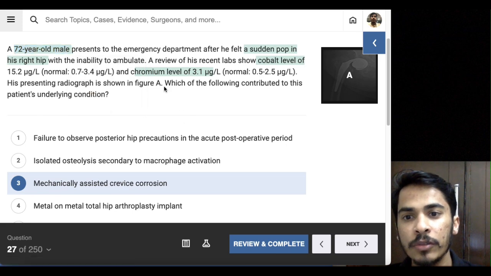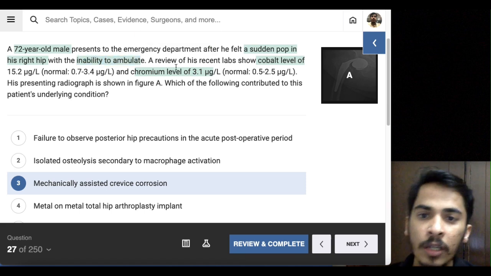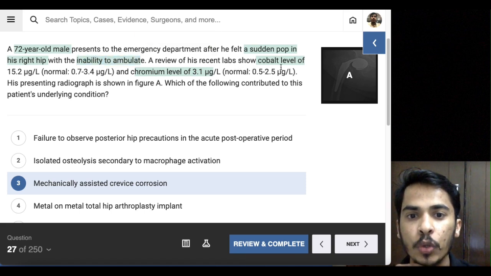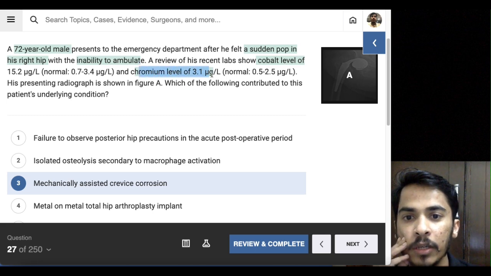A 72-year-old male presents to the emergency department after he felt a sudden pop in his right hip, with inability to ambulate. Review of his recent labs shows cobalt level increased and chromium level also increased. The presenting radiograph is shown in figure A. Which of the following contributed to this patient's underlying condition?